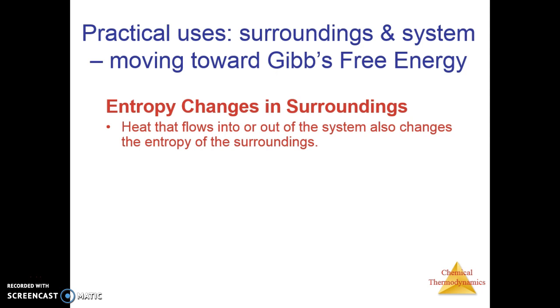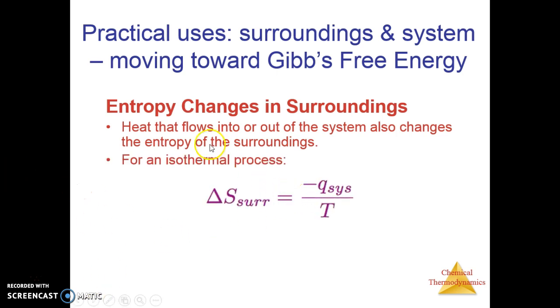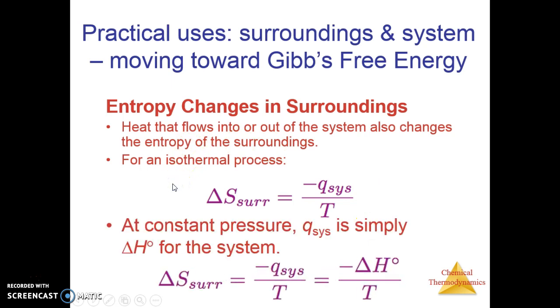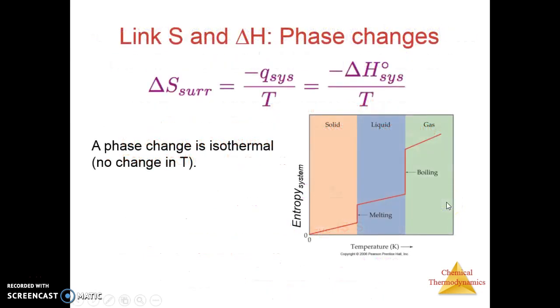Heat that flows into or out of a system also changes the entropy of the surroundings. And so the delta S of the surroundings is equal to the negative energy of the system divided by the temperature. At constant pressure, since the Q of the system is also equal to delta H, we can say that the change in entropy of the surroundings is equal to the change in enthalpy divided by the temperature of the system. So that's the link between enthalpy and entropy.